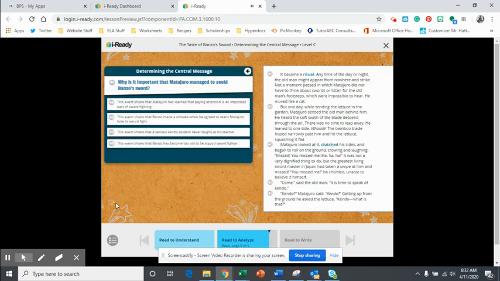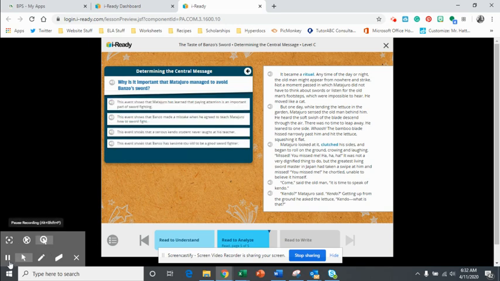Why is it important that Matajuro managed to avoid Banzo's sword? All right, so in this question, there's a couple of important words. Avoid. Okay, why is it important that Mataharu managed to avoid Banzo's sword? Avoid, get out of the way. And remember, we're going back to this word sword again. Sword, it's not really a sword, it's a teaching tool, okay? So you got to think, why is it important that Mataharu gets out of the way of Banzo's teaching tool? Okay, so that's the way you have to think of that, and read through your choices and find the one that best answers it.